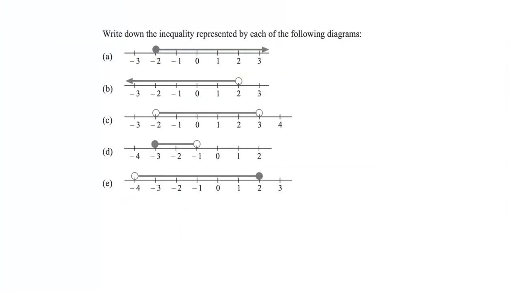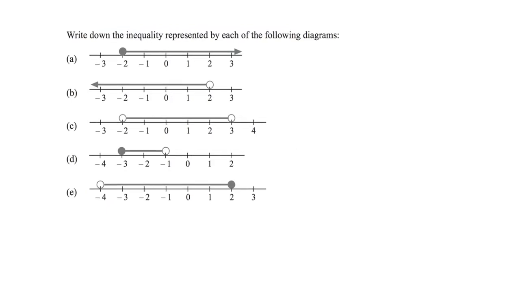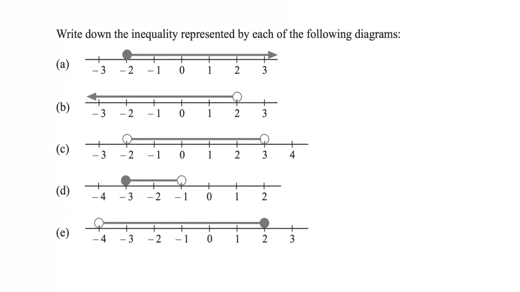Okay. Now, let's move on and see if we can do this the opposite way around. Can we work out the inequality if we're given the illustration? So let's take a look at A. Well, we have a number pointing away from -2 going up. So this means that x is greater than -2. However, it's shaded in, so it means that x is greater than or equal to -2.